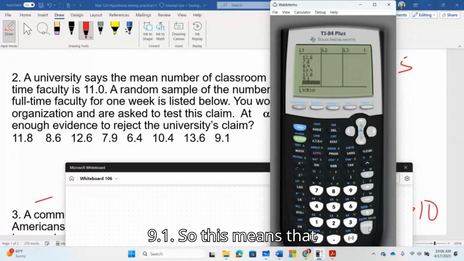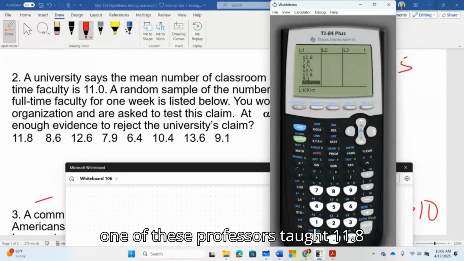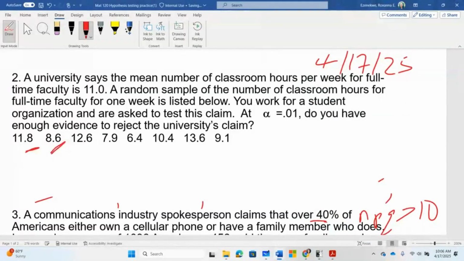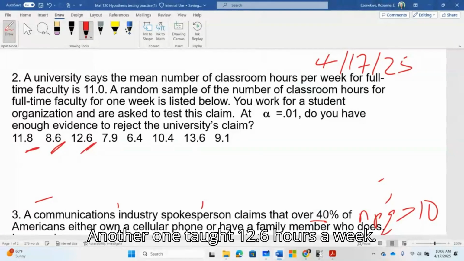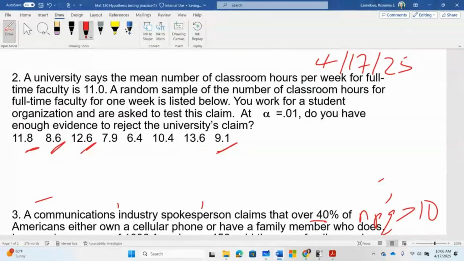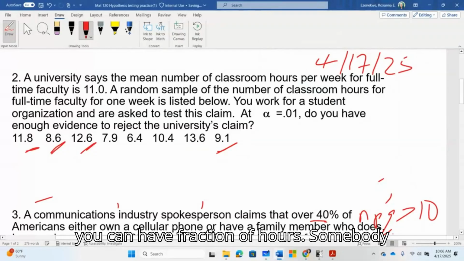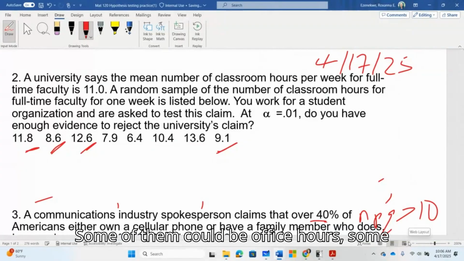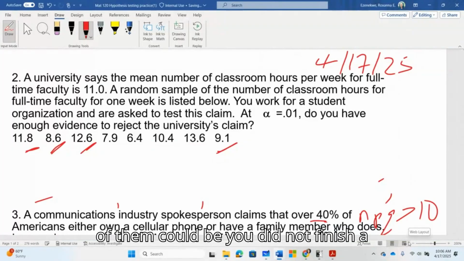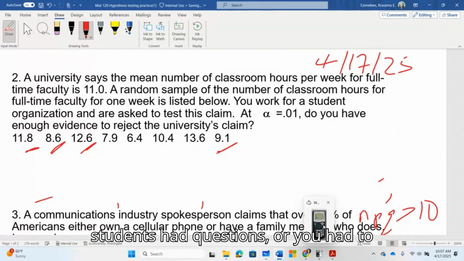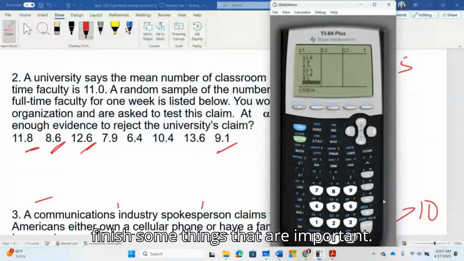9.1. So this means that one of these professors taught 11.8 hours a week. Another professor taught 8.6 hours a week. Another one taught 12.6 hours a week. Okay, so that's the number of hours they taught. And I want you to know that you can have fractions of hours. Somebody can teach a fraction number of hours. Some of them could be office hours. Some of them could be you did not finish a class on time. You were teaching and students had questions, or you had to finish some important things.